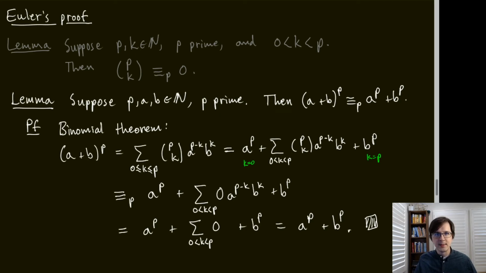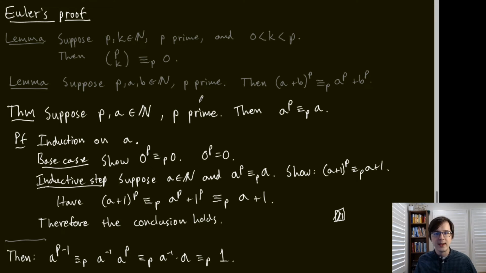Now that we have these two lemmas, we can continue with the proof, and it's very straightforward. It's a simple induction. Like before, let's say we have p and a in the natural numbers where p is prime. Then we're going to show that a to the p is congruent to a mod p. We're going to do induction on a. The base case, when a is 0, is simply checking that 0 to the p is congruent to 0 mod p. And 0 to the p is 0, so it's just 0 congruent to 0. That's reflexivity.